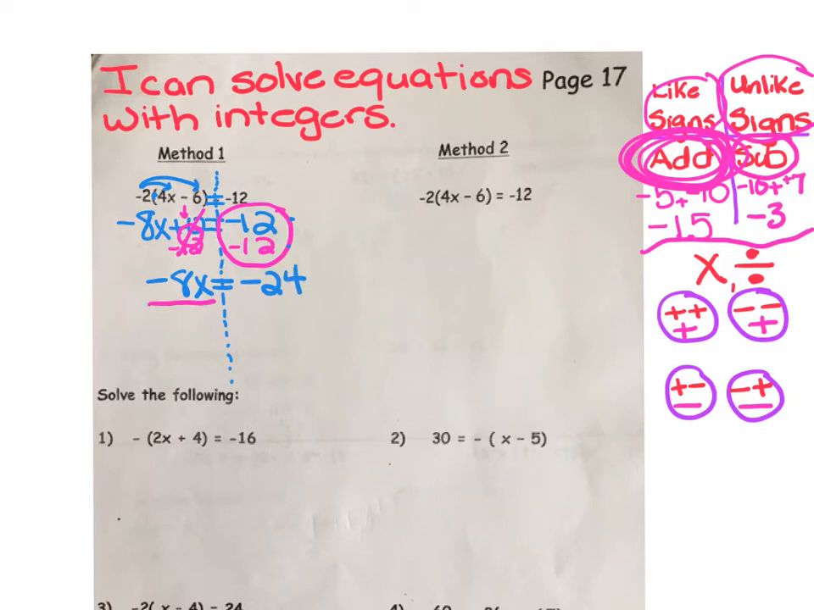Now it's time to divide each side by -8. Since we're dividing, we're going to use the Margar rules. -24 divided by -8 leaves you with a +3.